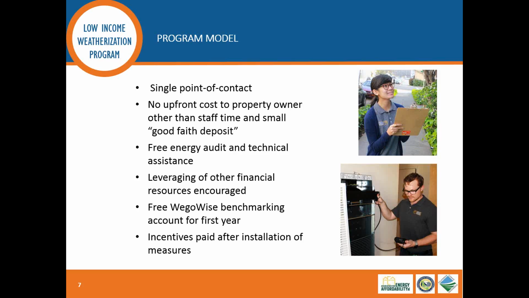A little bit more about the program structure. We are using a single point of contact for a property owner. So the intent of this is that we're helping you identify, through a single point of contact, multiple resources, both as it relates to this program and the incentives that are available through this program, as well as the technical support, but also helping you find other resources that you can leverage, such as tax credits, both federal and state, or looking at other utility programs that are available.